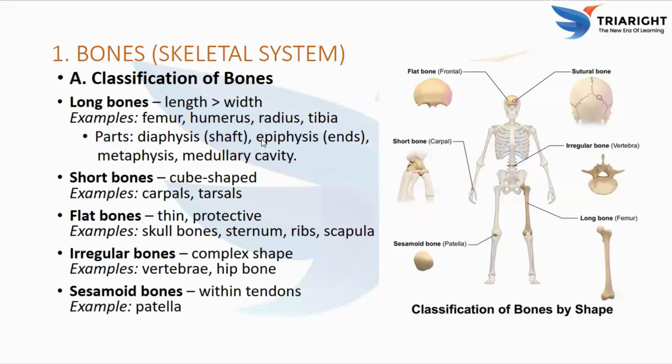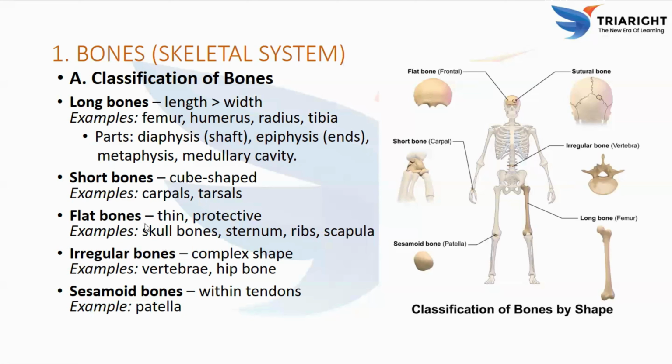Then coming to short bones, these bones are shaped like cubes. They provide strength and stability with little movement. What are the examples? Carpals and tarsals. Carpals are the wrist bones, and tarsals are the ankle bones.